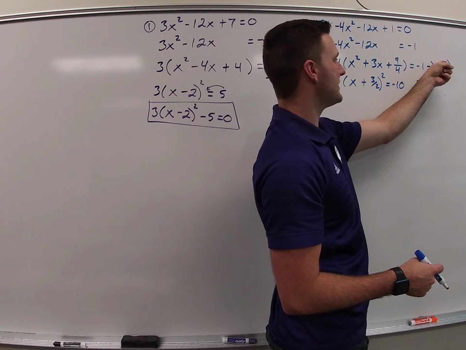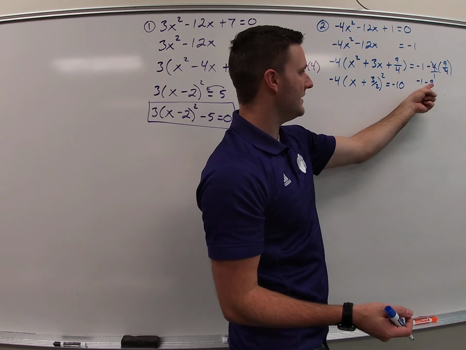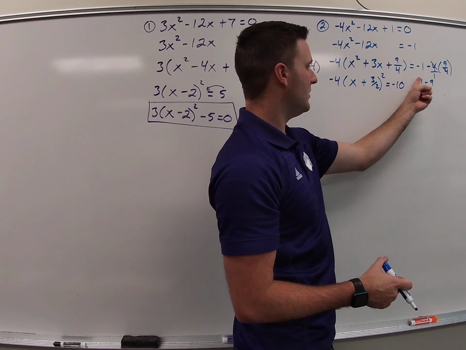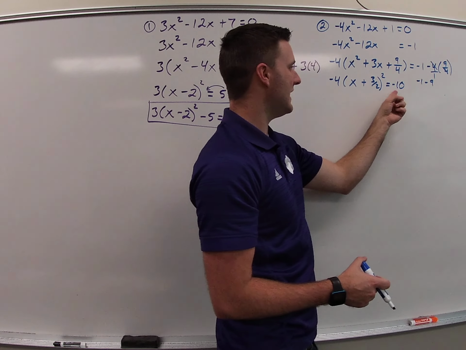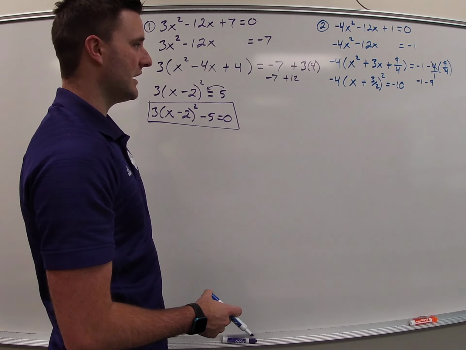Well, this negative 4 times this 9 over 4, if you put that in your calculator, you'd get a negative 9. Negative times positive would be negative. This negative 1 just drops down, so negative 1 minus that 9 is where we get that negative 10. Now you can put that whole right side in your calculator on your own.